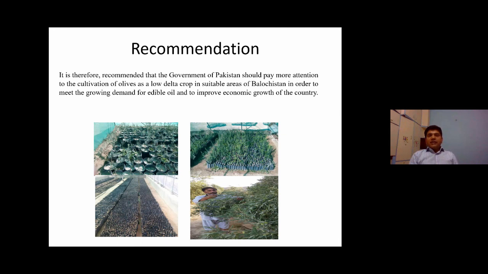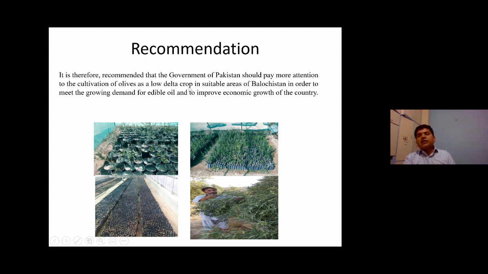to our government: that the government of Pakistan should pay more attention to the cultivation of olive, as it is a low delta crop. A low delta crop, as you know very well, needs less water. So in Pakistan, especially in my province where I belong, it's an arid area. Due to scarcity of water, this crop is more suitable.